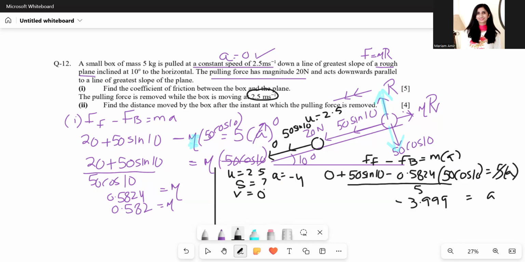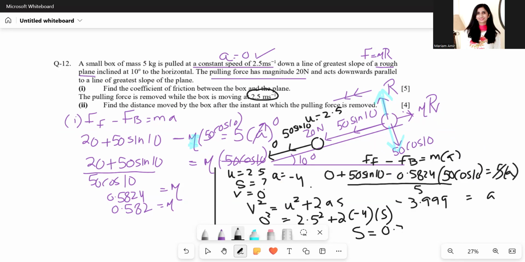Okay, so how do we find S? We can use v squared equals u squared plus 2as. So 0 squared is equals to 2.5 squared plus 2 times minus 4 times S. Solve this and get the value of S, which comes out to be 0.781, rounded to 3 significant figures.